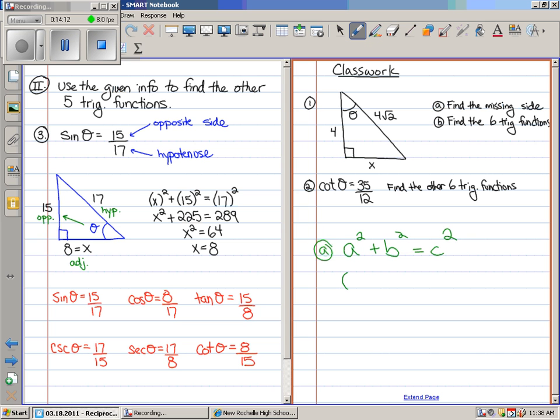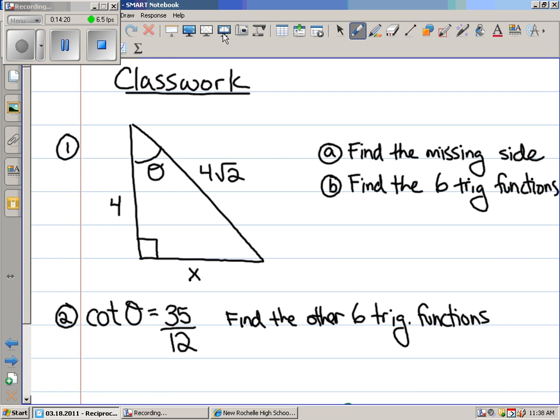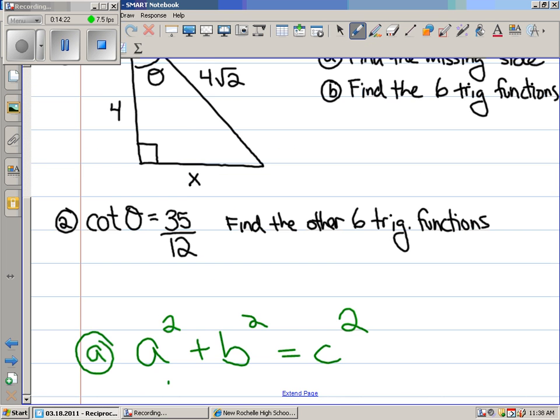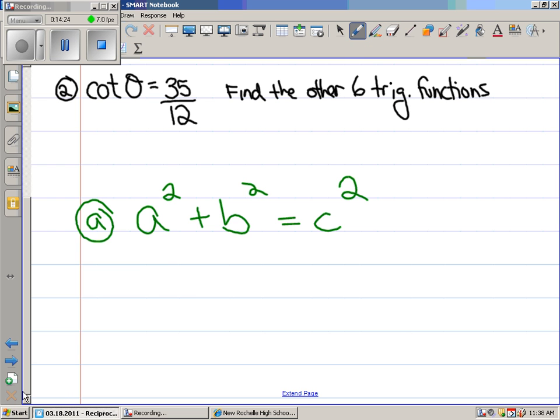Especially with rounding, if you start rounding early on, you will tend to get random answers. Plug it in. This is going to be 4 squared. Let me go back to the big screen because the computer has a really slow time trying to plug it in like that. So it's going to be 4 squared plus x squared equals, how much was the hypotenuse worth? 4 radical 2 squared.